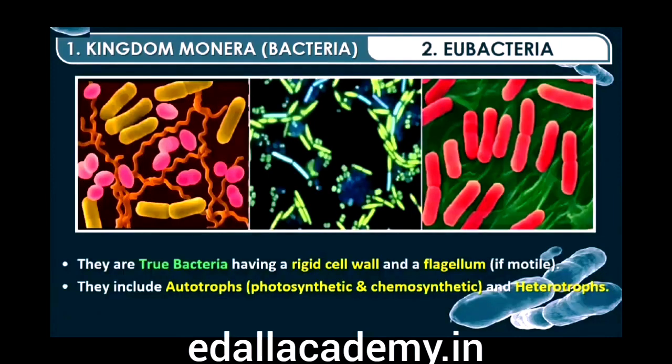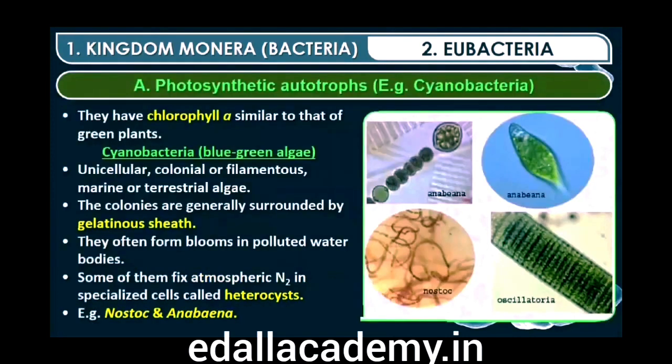Second is eubacteria. There are thousands of different eubacteria or true bacteria. They are characterized by the presence of a rigid cell wall, and if motile, a flagellum. Cyanobacteria, also referred to as blue-green algae, have chlorophyll similar to green plants and are photosynthetic autotrophs. The cyanobacteria are unicellular, colonial or filamentous, freshwater, marine or terrestrial algae. The colonies are generally surrounded by a gelatinous sheath. They often form blooms in polluted water bodies.